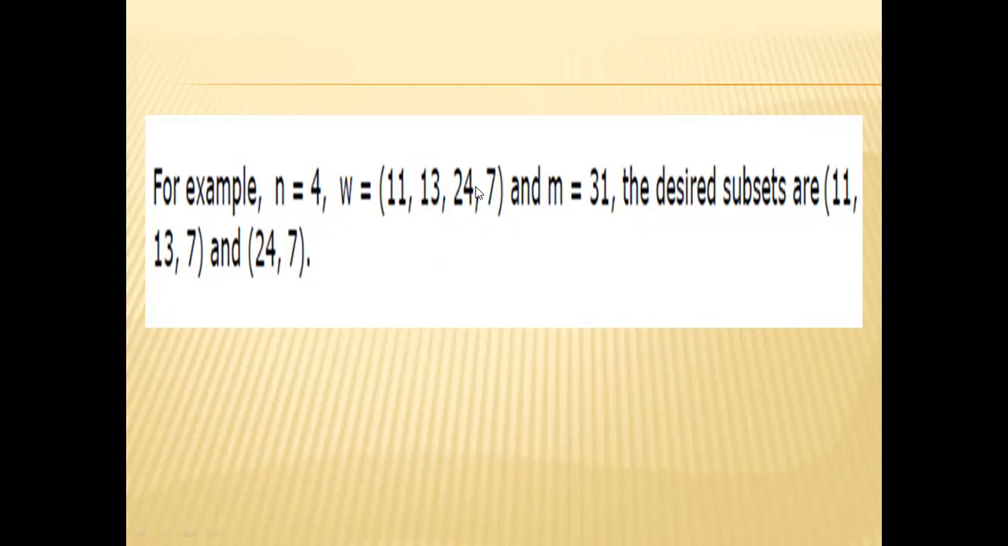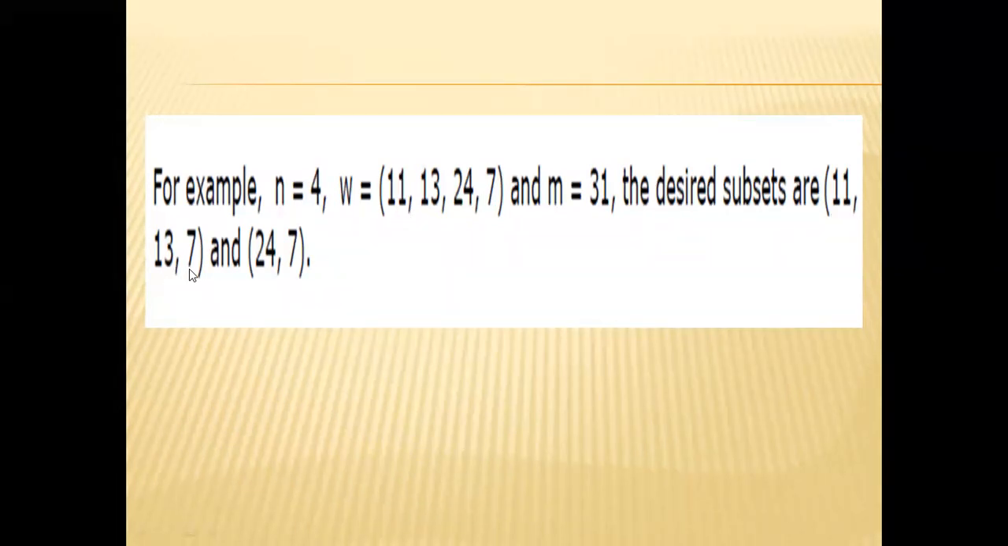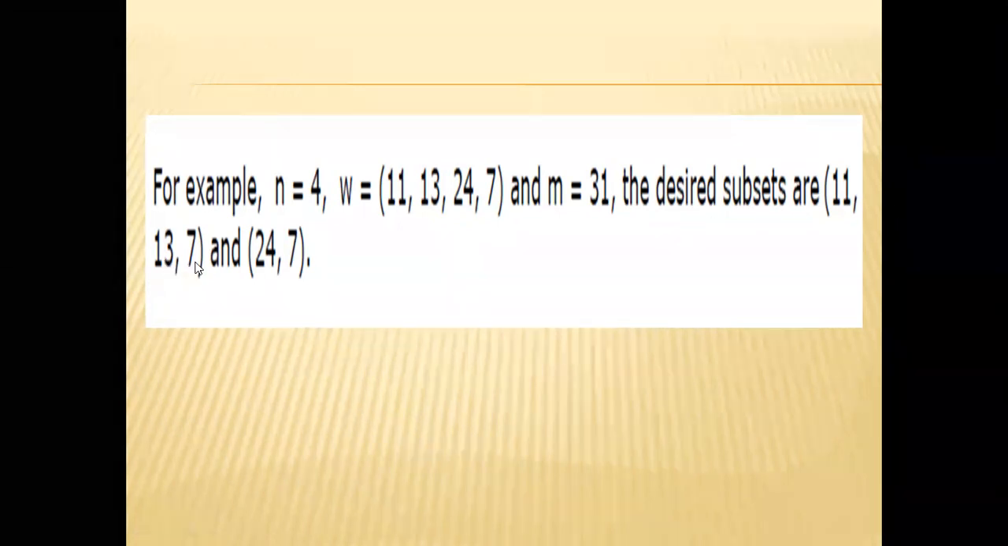Here the sum of some numbers equals 31. Suppose 11, 13, 7: the sum of the first number, second number and fourth number is equal to 31. Similarly, the sum of the third number and fourth number, 24 and 7, is equal to 31. So the solution is represented in two ways: first, fixed size tuples, and second, variable size tuples. Here the solution is represented by variable tuples. For the first solution, the solution has 3 values: 11, 13, 7. Here 11, 13, 7 is represented by x1 equal to 11.